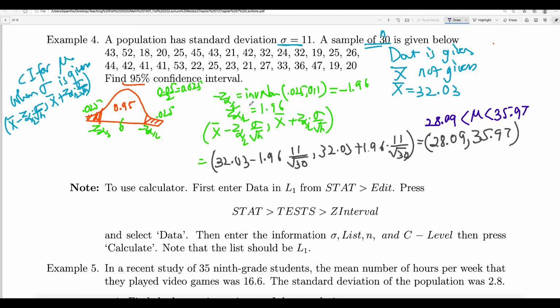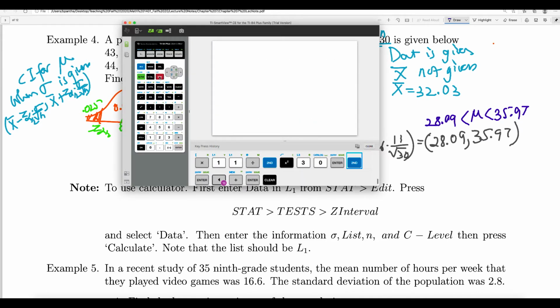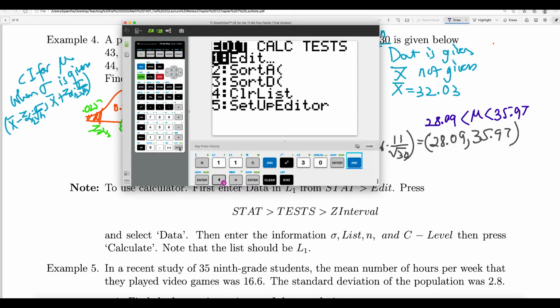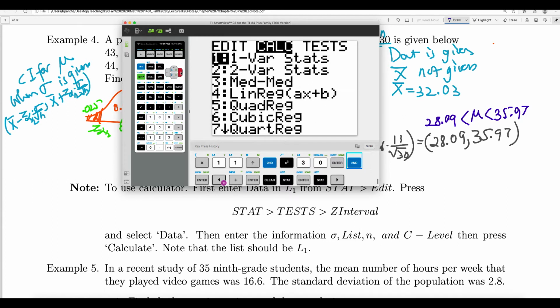Okay, so this is by hand, we did everything by hand, but we used the calculator to find out this value. Now we can do this whole problem using the calculator directly. So how do we do that? Let me go to the calculator and clear what I have. The first thing you do is always enter your data. We have entered that data already. After you do that, you press stat and then go to the test.